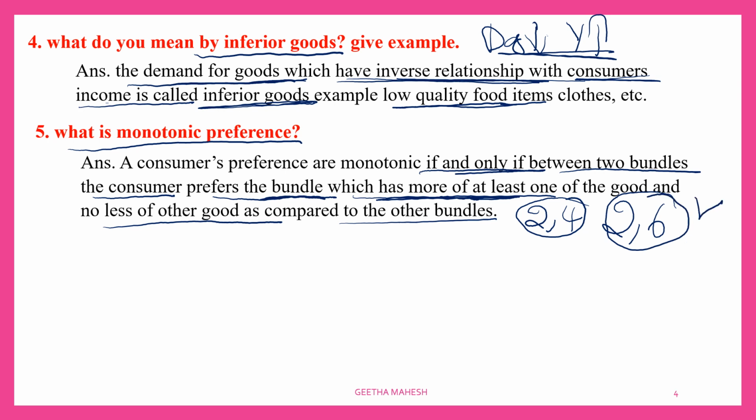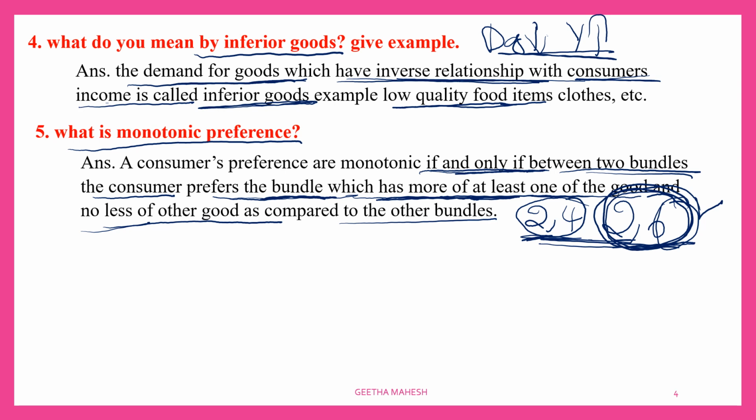The second one. So, you can see, if and only if between two bundles the consumer prefers the bundle which has more of at least one of the goods and no less. See, banana in both the baskets is the same, but mango in one basket is more and in another basket it is less. So this 2 bananas and 6 mango combination, we call it monotonic preference.